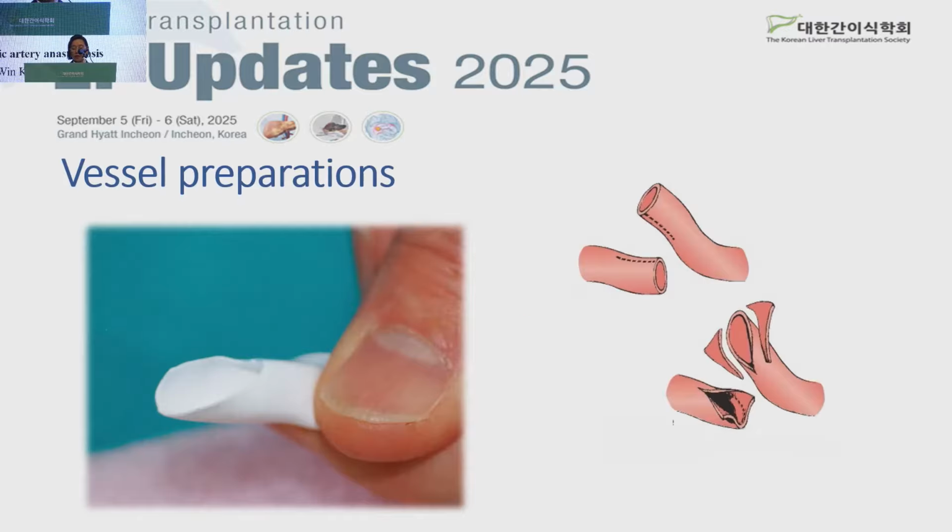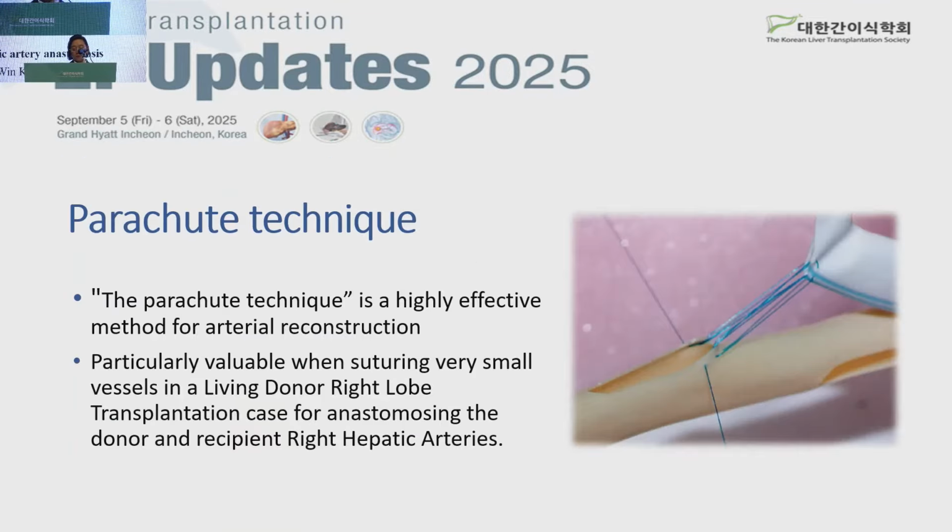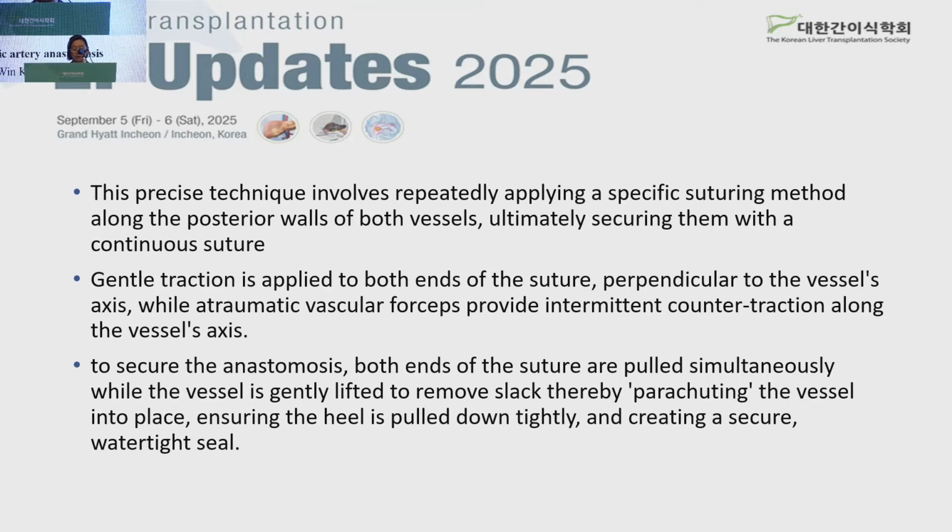This is my topic. Before doing my topic, I have to prepare spatulation. What is the parachute technique? The parachute technique is a highly effective method for arterial reconstruction, particularly valuable when suturing very small vessels in living donor right lobe transplantation, for anastomosing the donor and recipient right hepatic artery.